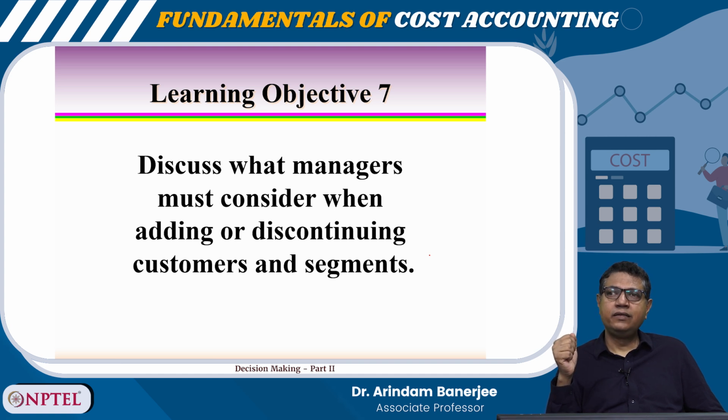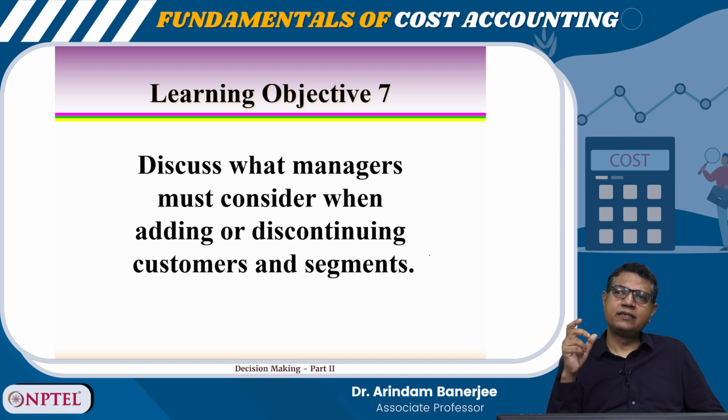Now, in the meantime, what happened? I got an order from a company from Sri Lanka, which wants to purchase my product, but it is not ready to pay 10 rupees. It is ready to pay say 7 rupees per unit. Now, the question is whether I will accept it or not. Here the question of relevant cost comes into play.